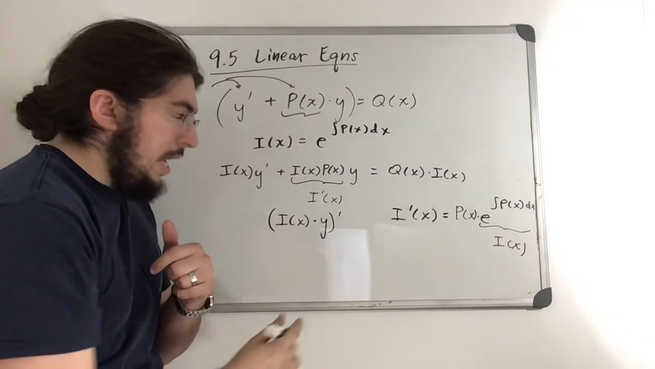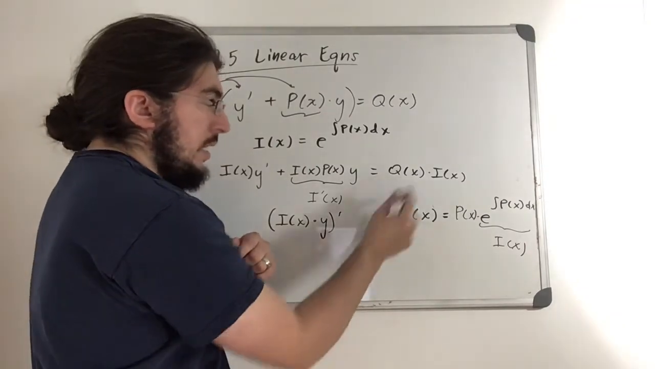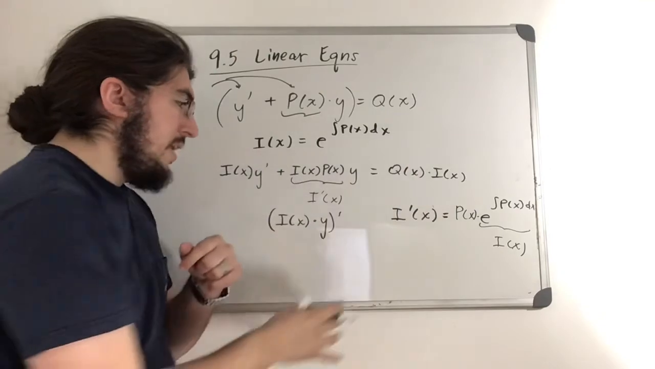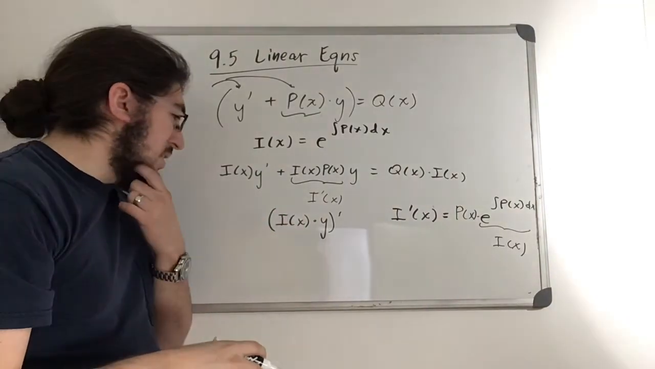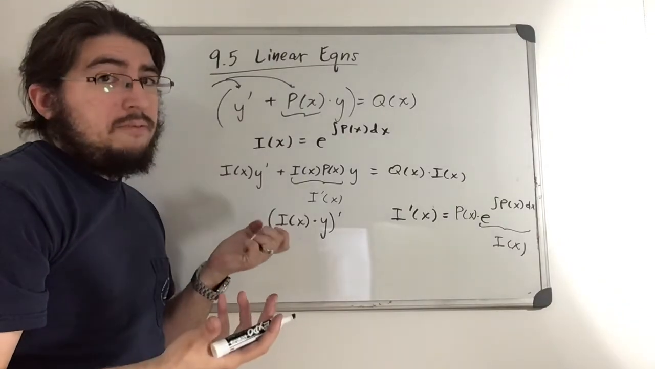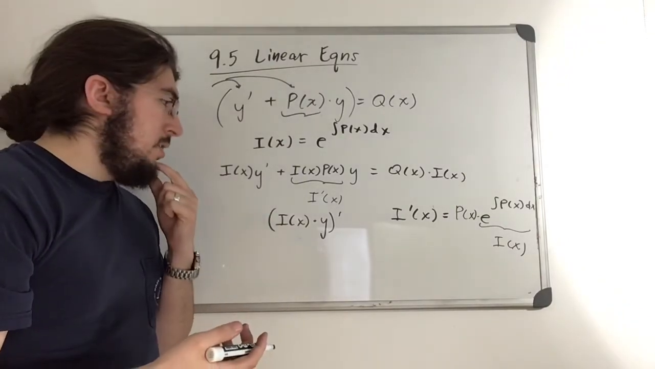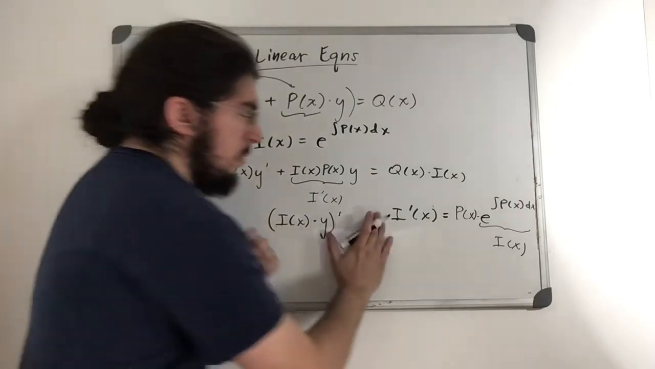Great. Now, it's equal to what? It's equal to q of x times I of x. You can undo the prime by anti-deriving, and then you can get an explicit form, which is actually a formula for y, which is really nice. So let me just erase this real quick just to show you that.